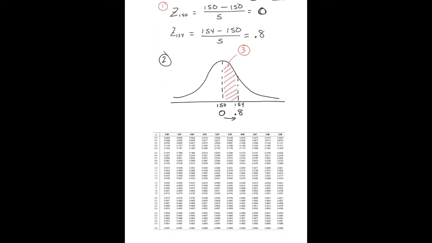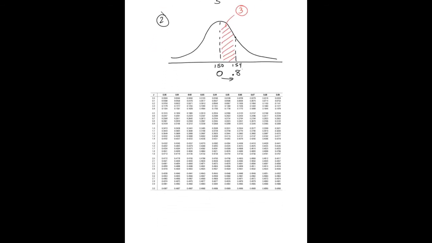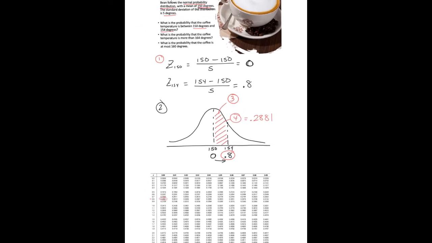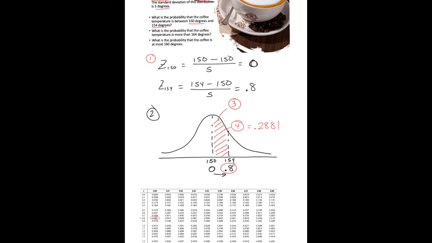So first we have our z-table here below. Now we're going to be looking for 0.8 on the z-table. If we look for 0.8, we find it right here, and we find the area of 0.2881. So this region, step 4, is equal to 0.2881. So what question does this answer? Well, it answers the question, what is the probability that the coffee temperature is between 150 and 154 degrees? And that's going to be equal to 0.2881, or 28.81%.